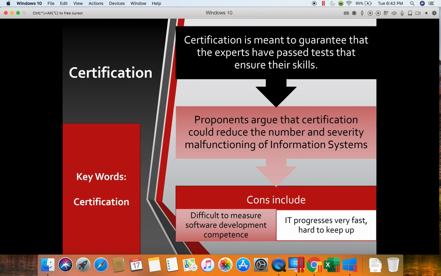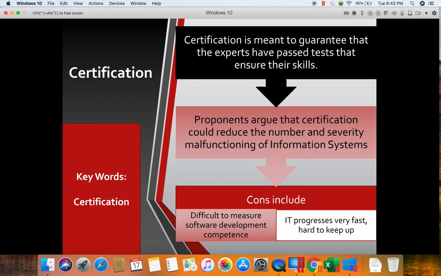We talked in class about Microsoft Office Specialist certification that you can get in the different Microsoft products, and that's one form of certification. It is not, however, required for technology people to have these certifications.